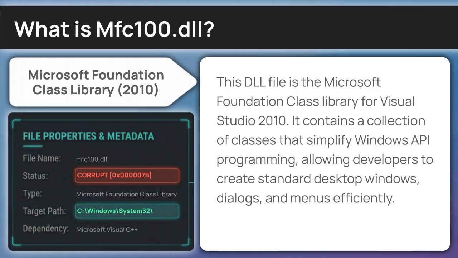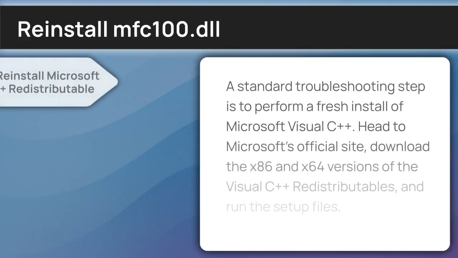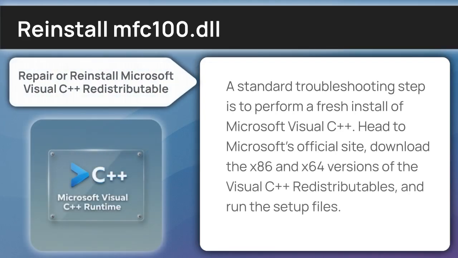It contains a collection of classes that simplify Windows API programming, allowing developers to create standard desktop windows, dialogues, and menus efficiently. With the why out of the way, let's focus on getting you running again. A clean reinstall of Microsoft Visual C++ is usually all it takes. Visit Microsoft's site, download the Visual C++ redistributables for x86 and x64, and run the installers.